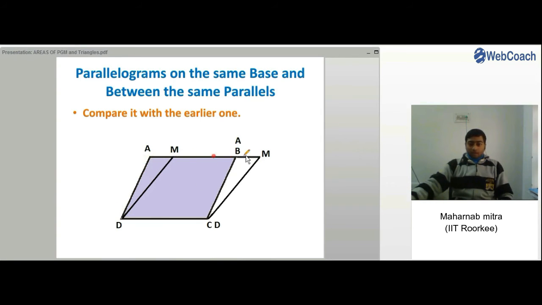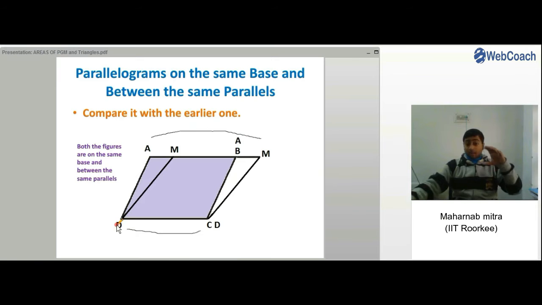If we consider the two parallelograms, the old one in gray color and the new one, you will see both the figures are on the same base and between the same parallels. They are on the same base CD and between the same parallels, which are AM and CD. They were parallel lines as it is a parallelogram.